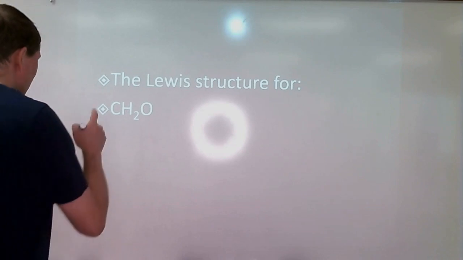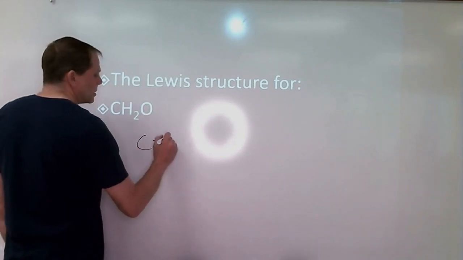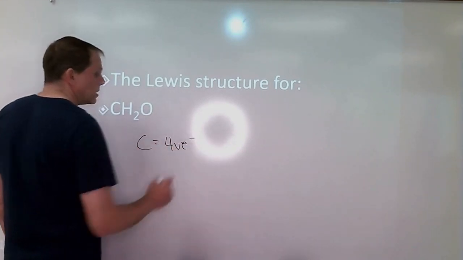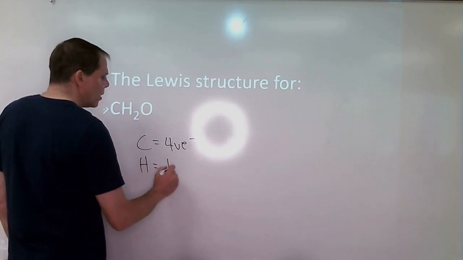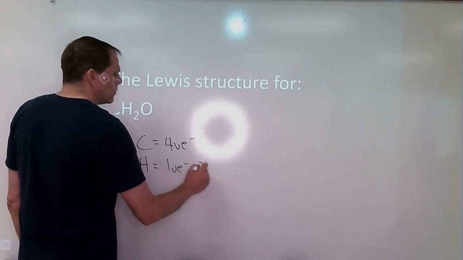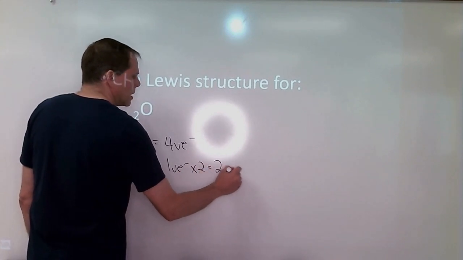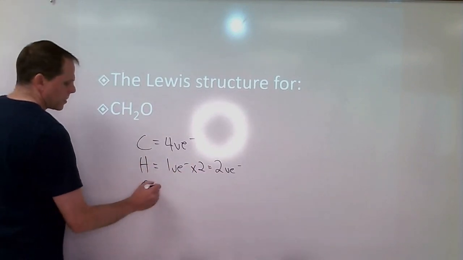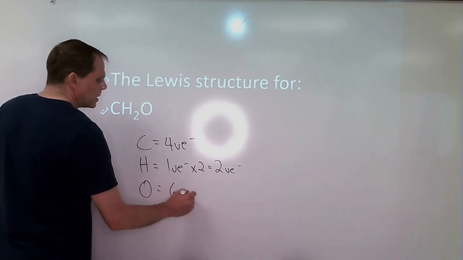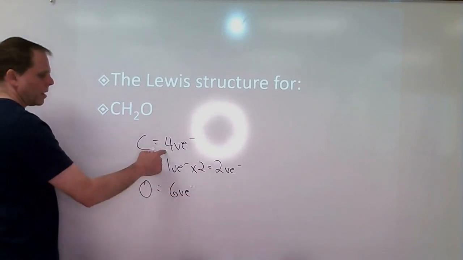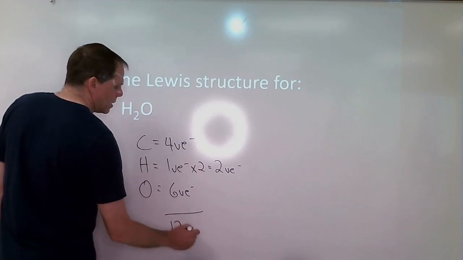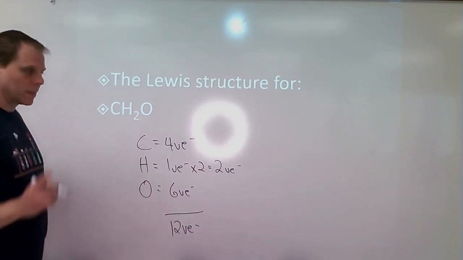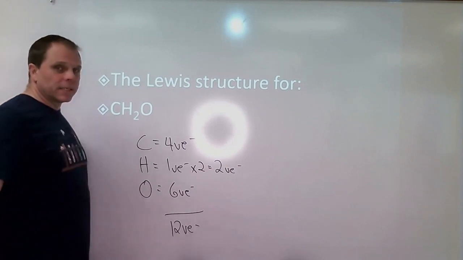And we're back. Carbon, it's got 4 valence electrons. It's in the 14th column, has 4 valence electrons. Hydrogen, it's got 1 valence electron, but there are 2 of them, so we have a total of 2 valence electrons. Oxygen, 6 valence electrons. So let's add them up. 4 and 6 is 10, and 2, we have to have a total of 12 valence electrons placed around this thing.